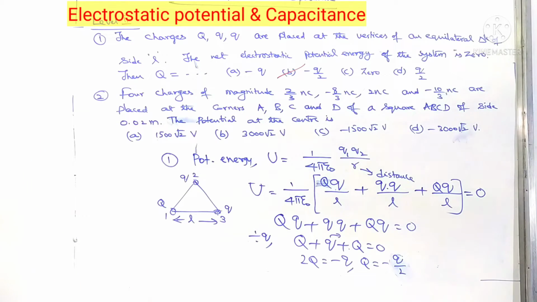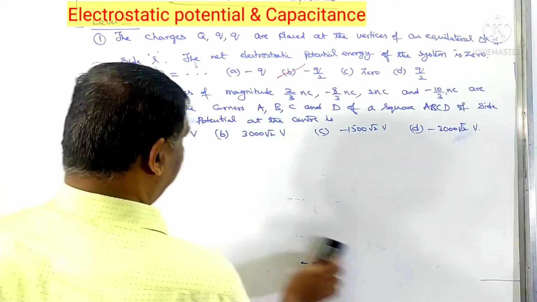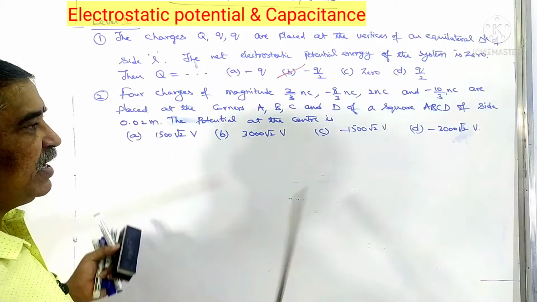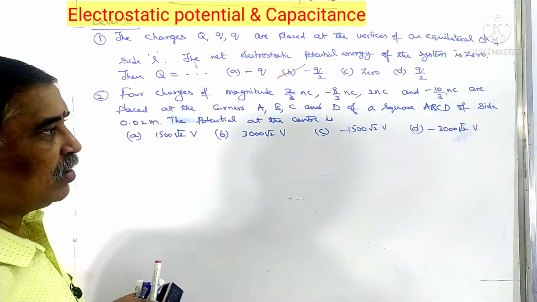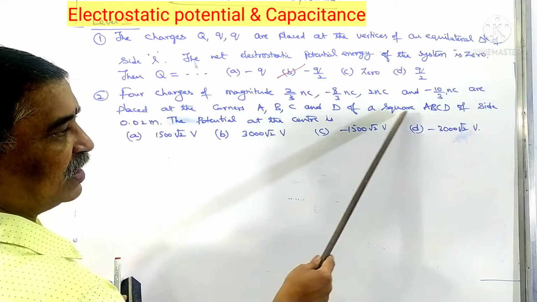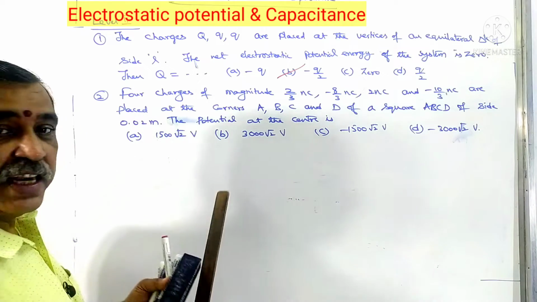In the next question we are given 4 charges of magnitudes 2 by 3 nC, minus 8 by 3 nC, 2 nC and minus 10 by 3 nC. N stands for nano, 10 power minus 9. They are placed at the corners A, B, C and D of square ABCD of side 0.02 meter. What is the potential at the center?